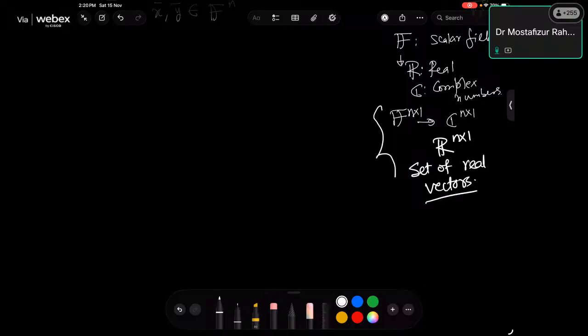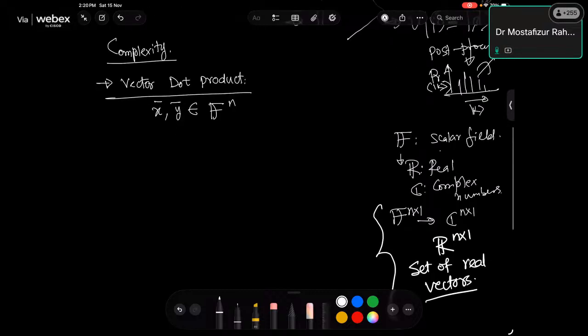So I can represent them with the general notation F^(n cross 1). Similarly, numbers can be real scalars or complex scalars, so in general I can represent them as F, right? So when I do operations, for example, I write x transpose y. Considering the real case, x transpose y is basically this. Otherwise, if it is a complex case, I would write x star y.